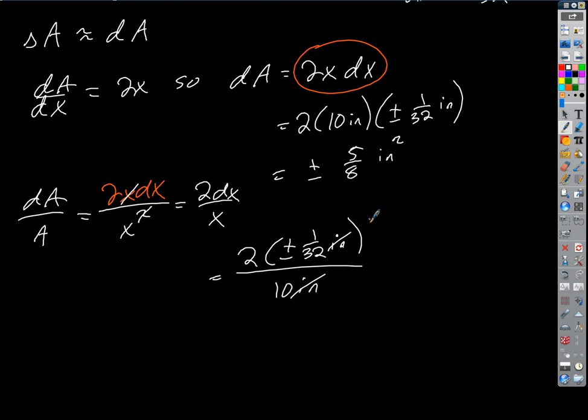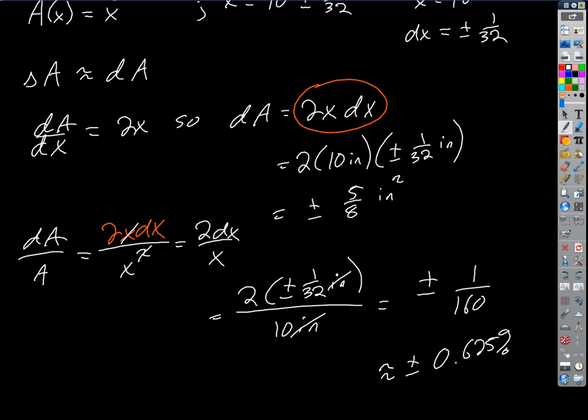And then what are we going to get here? 1/16 divided by 10, so we get plus or minus 1/160th. Which as a decimal, what's that going to be? 0.625%. Oh, percent, okay, 0.625%. So now you can tell whether that is good or bad, depending on what we're willing to tolerate. It's pretty good. Probably pretty good.